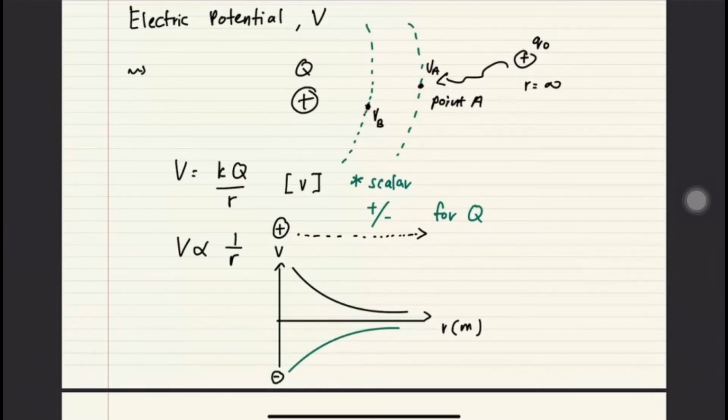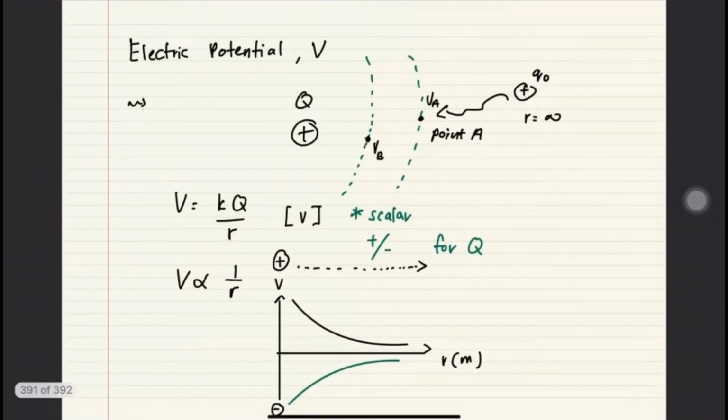For delta V, it doesn't really matter VB tolak VA ke apa. Tapi kalau kamu nak kira work, benda tu matters. Okay, now we want to talk about work. So those things are very related to work. So tadi kalau kamu ingat definition dia, potential ni adalah work done to bring from infinity to point A.